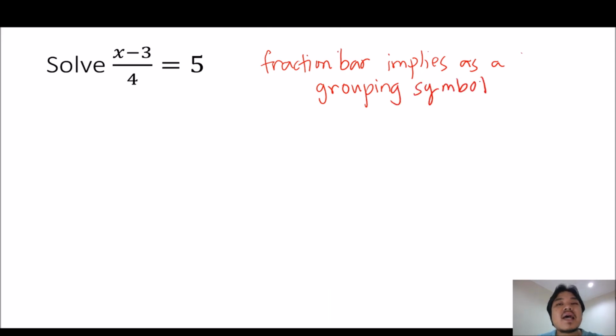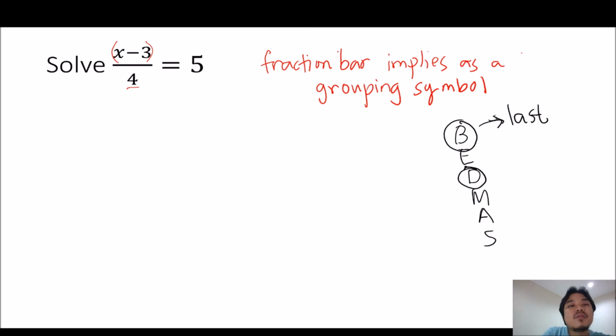So it means that in x minus 3 over 4, x minus 3 is one group and 4 is another group. Okay, so in the reverse BEDMAS, take note that undoing the expression inside the bracket is our last priority. So what we will do first is to undo the division. To undo the division, we're going to multiply both sides of the equation by 4.